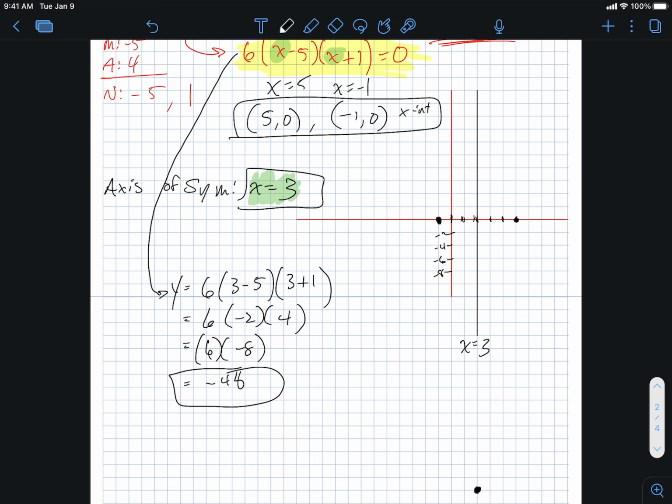Because the vertex now is going to be at 3 and -48. Well, negative 48 is way down here. So your graph's going to look something like this.